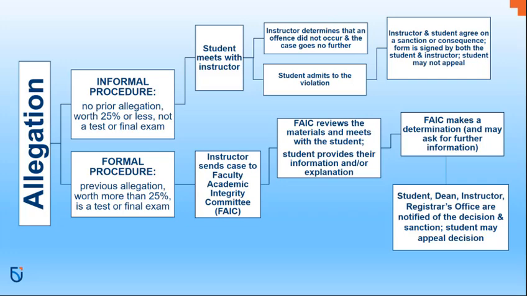Once an instructor determines that some form of misconduct has likely occurred, they will decide if it is a minor offense or a major offense and whether the formal or informal procedure must be followed. This decision is based on several things, including the weight of the assignment or assessment, the nature of the assessment, and if there are prior allegations of academic misconduct.